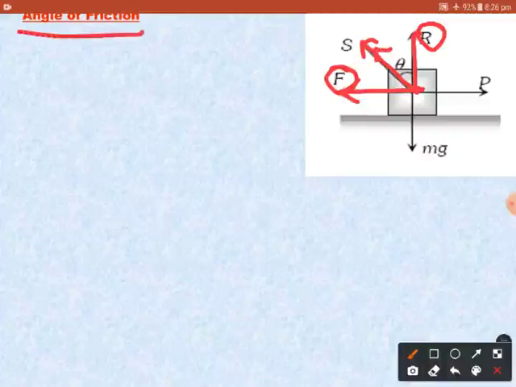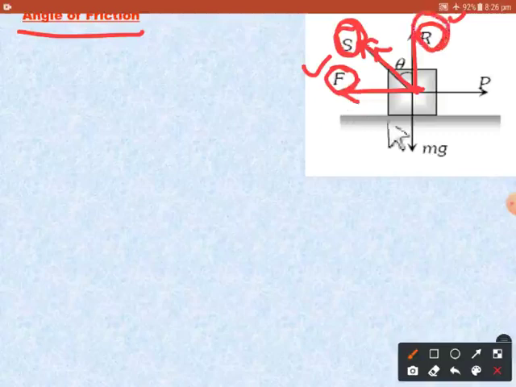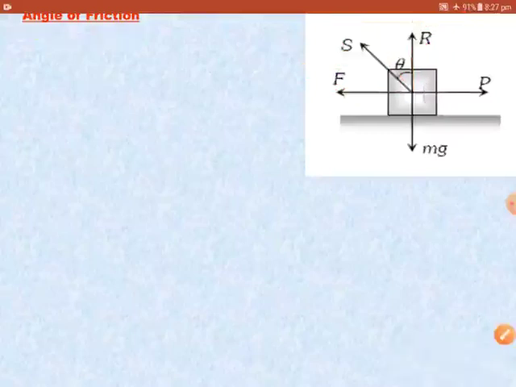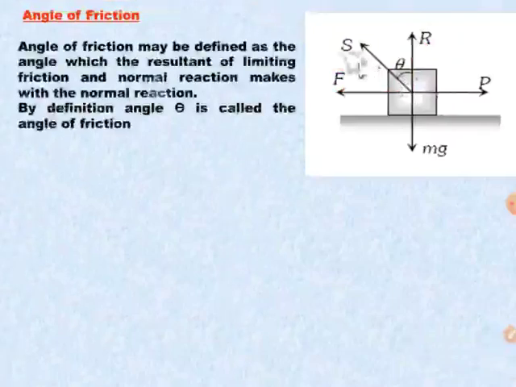So what is this angle of friction? Angle of friction is nothing but the angle between what and what? Angle between S. What is this S? S is nothing but the resultant of the frictional force and the normal reaction, making an angle with the normal reaction. So it is the angle between the resultant of the frictional force and the normal reaction, making with the normal reaction, which is known as the angle of friction. Got it? Let's see the definition. Yes, this is the definition.